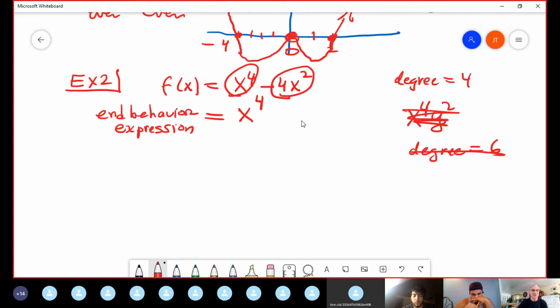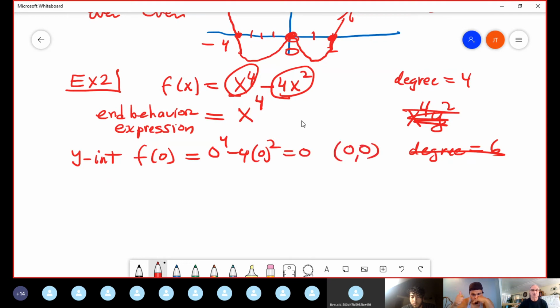In order to find the y-intercept, you evaluate the function at 0. You evaluate the function at 0: 0 to the 4th power minus 4 times 0 to the 2nd power. It's all 0, and the point (0, 0) belongs to the graph. In this case, (0, 0) is both the x-intercept and the y-intercept.